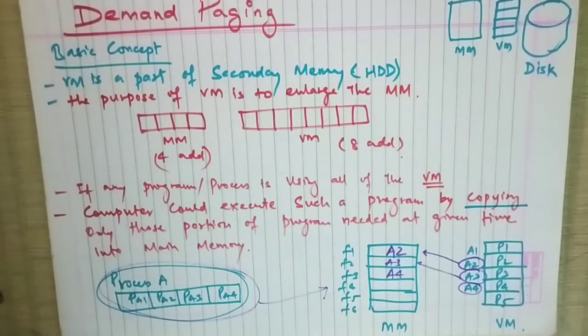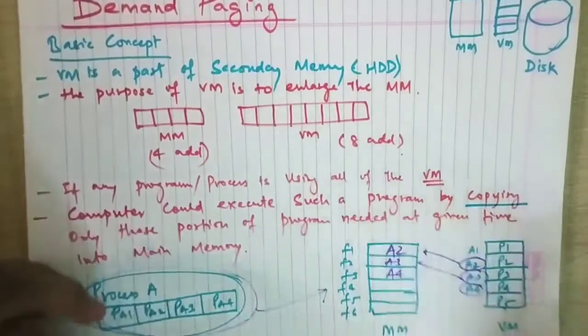So what is demand paging? Demand paging is commonly used in the virtual memory system. With demand paging, virtual memory pages are loaded only when they are demanded during program execution. Pages that are never accessed are thus never loaded into the physical memory. We'll write it over here because this is a very important point.